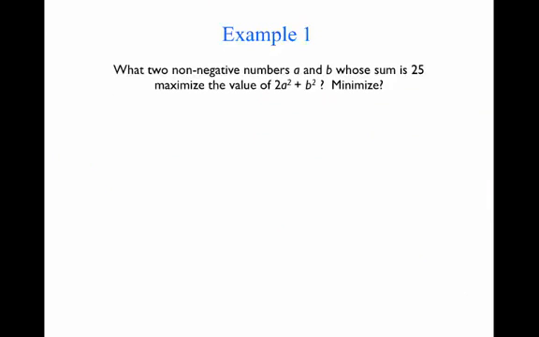So let's look at an example here. What two non-negative numbers, a and b, whose sum is 25, maximize the value of 2a squared plus b squared, and then also minimize? We'll do both for this. Okay, so what entity or thing is going to be the focus of our solution? What mathematical thing is going to be the focus of our solution? Talk to the person next to you.